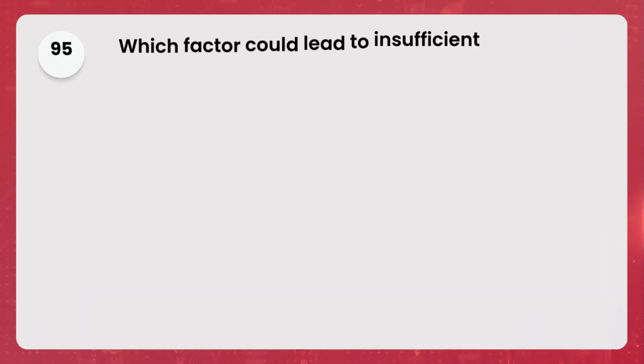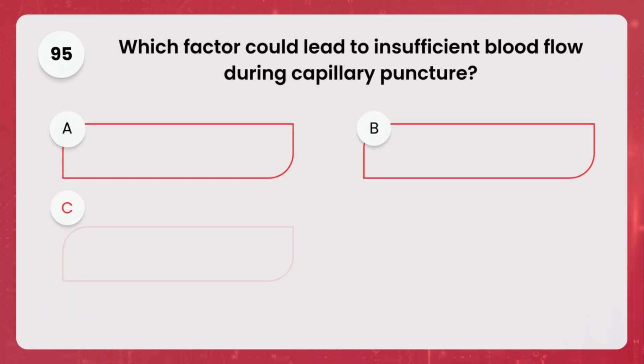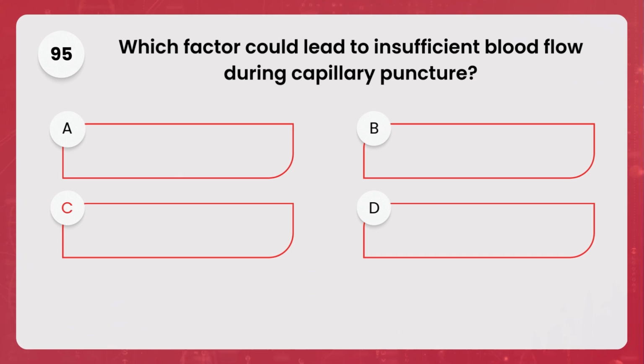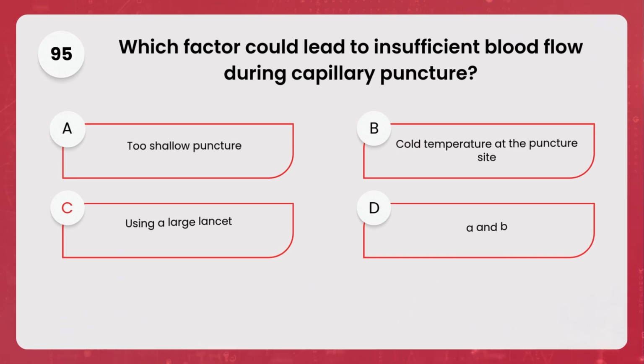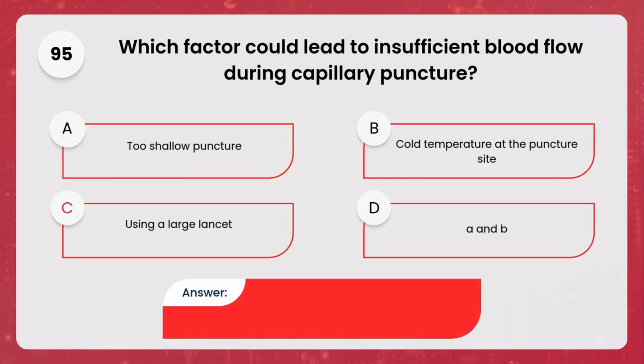Number 95. Which factor could lead to insufficient blood flow during capillary puncture? A. Too shallow puncture. B. Cold temperature at the puncture site. C. Using a large lancet. Or D. A and B. The answer is D. Too shallow a puncture, and B. Cold temperature at the puncture site.